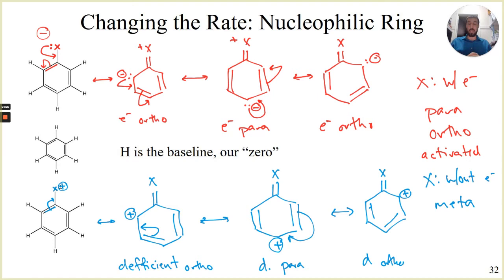The meta is the only position without a positive, so it at least has some electrons, but it's not formally negative. And if anything, the ring overall is carrying a positive charge. Well, I needed the ring to be negative to act as a nucleophile. If it's positive, it's less active, aka deactivated.